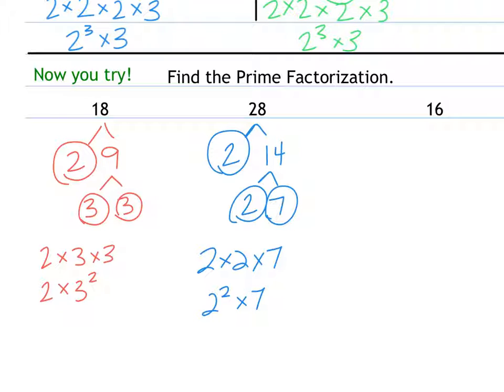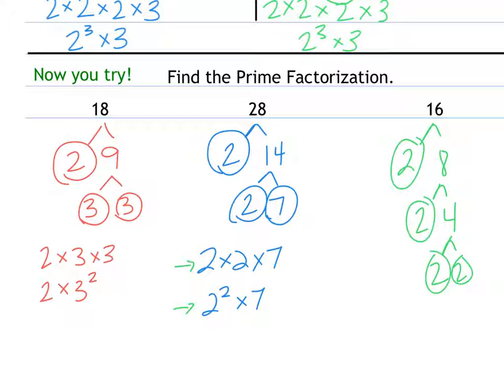Either answer is fine. You just have to pay attention if the question is asking you for expanded form, like this, where it's all written out, or exponential form, where it's written with exponents. Last one, 16, 2 and 8. You also could have done 4 and 4. 2 is prime. This can be split between 2 and 4. 2 is prime. 4 can be split 2 and 2. So you could have 2 times 2 times 2 times 2, or 2 to the 4th, because there's 4 of them.